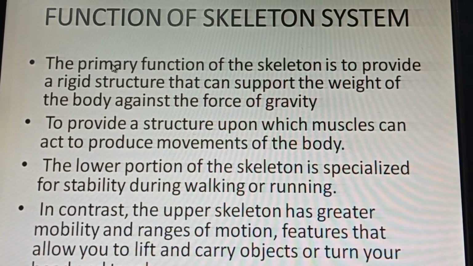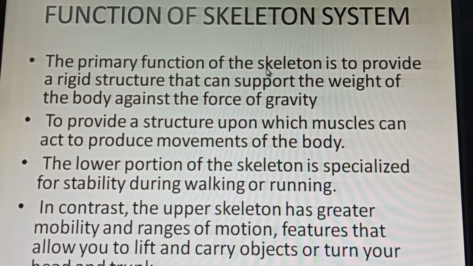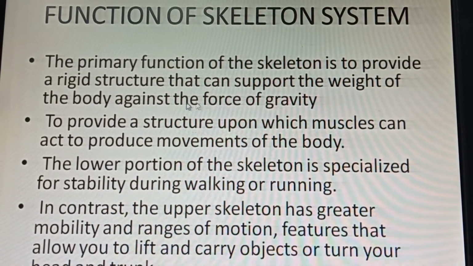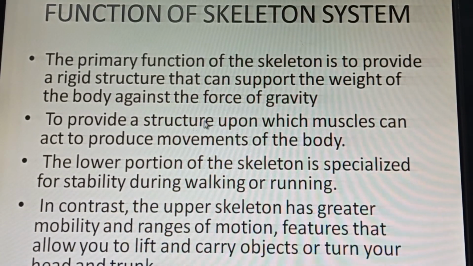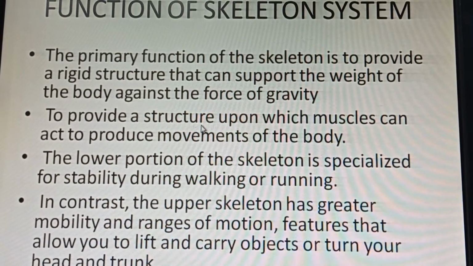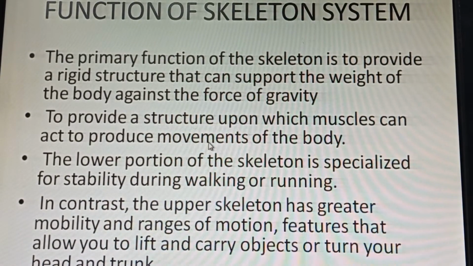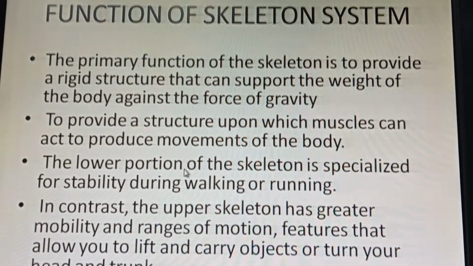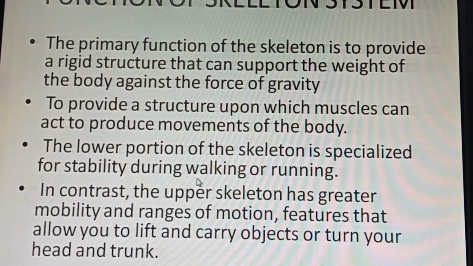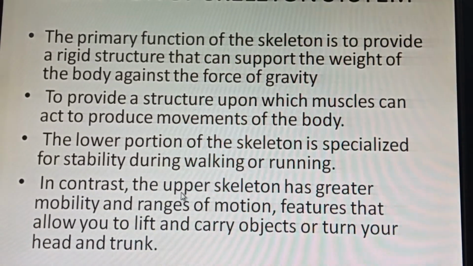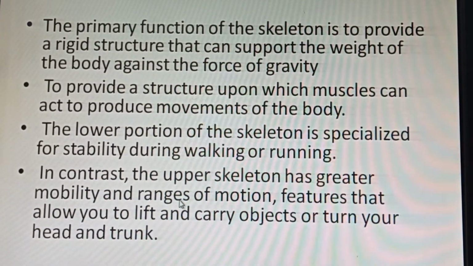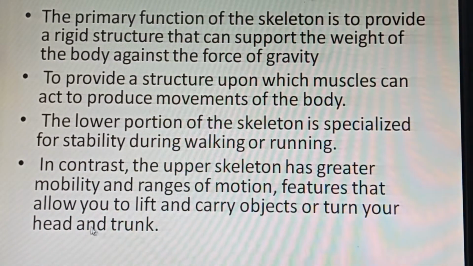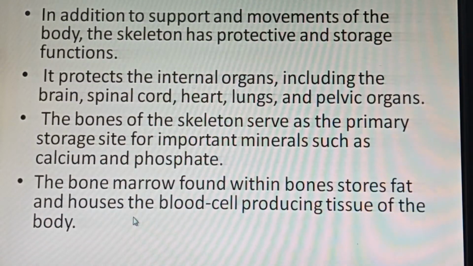Functions of skeleton system. The primary and the most important function of the skeleton is to provide rigid, hard structures that can support the weight of the body against gravity. Next, it provides muscle attachment which produce movement, different kinds of movements. Lower portion of the skeleton, there are different joints which help in walking or running. In contrast, the upper skeleton has great mobility and ranges of motion. It has different joints which help to lift and carry objects or turn your head and trunk.